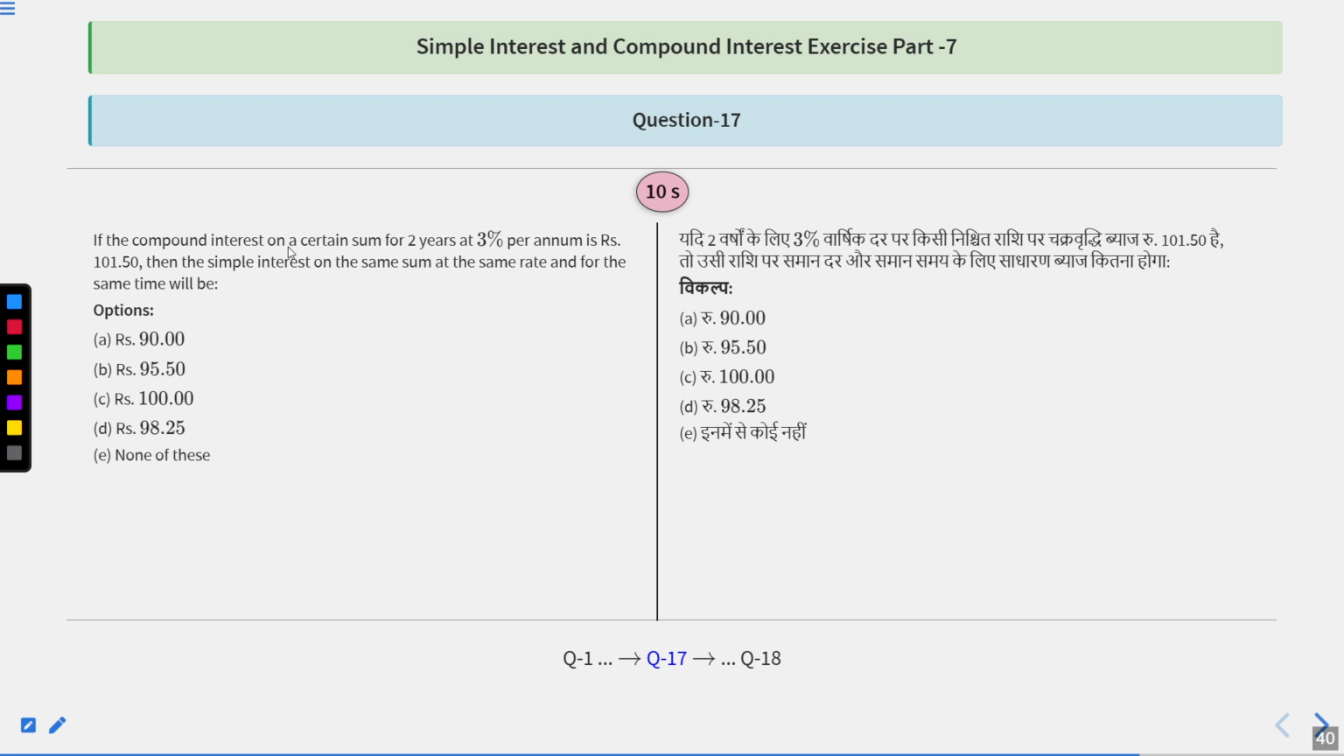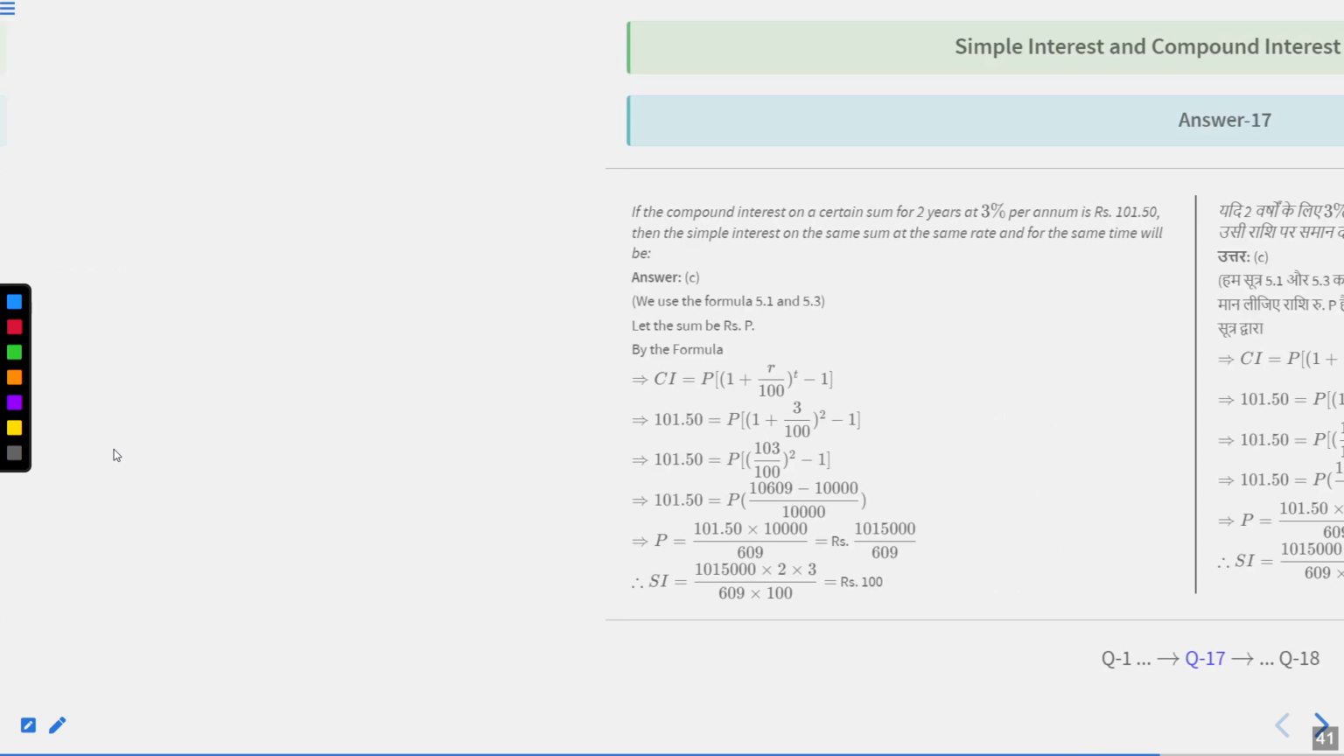If the compound interest on a certain sum for 2 years at 3% per annum is rupees 101.50, then the simple interest on the same sum at the same rate and for the same time will be. You have 5 options and 10 seconds to analyze the question. Your time starts now. Now time's up. Let's see the solution.